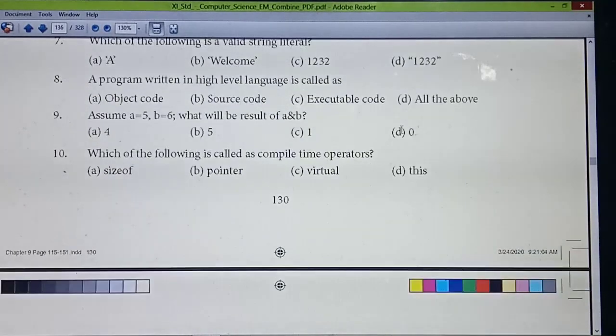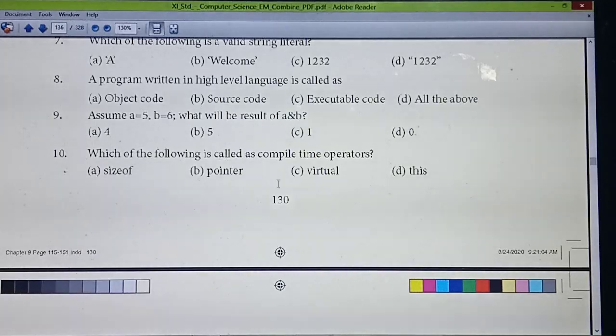Then eighth question answer is option B, source code. Then ninth question answer is option A, 4. Then 10th question answer is option A, sizeof.